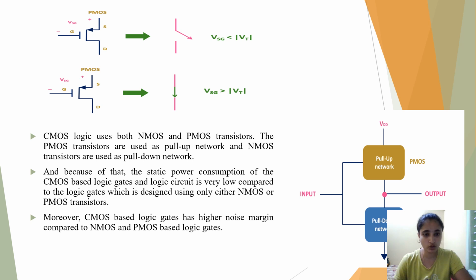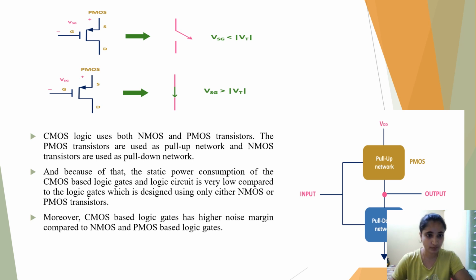The PMOS transistors are used as the pull-up network and NMOS transistors are used as the pull-down network. As you see in this picture, this is the pull-up network and this is the pull-down network. The pull-up network is connected to VDD, whereas the pull-down network is connected to the ground. The pull-up network consists of PMOS transistors, whereas the pull-down network consists of NMOS transistors, and the output is connected to Y.